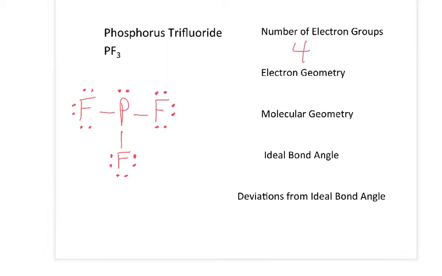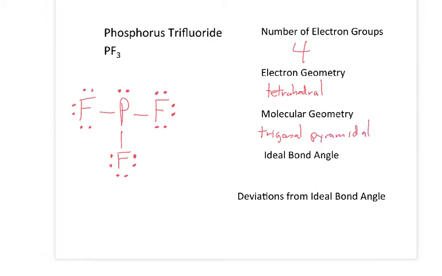When I look at the table in your textbook, if I have 4 electron groups, that tells me the electron geometry is tetrahedral. For the molecular geometry, I look and see when I have 4 electron groups and 1 lone pair, that molecular geometry is called trigonal pyramidal.